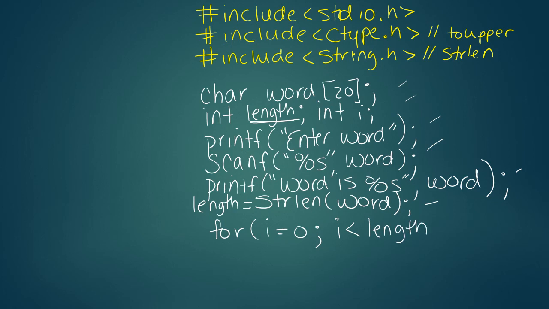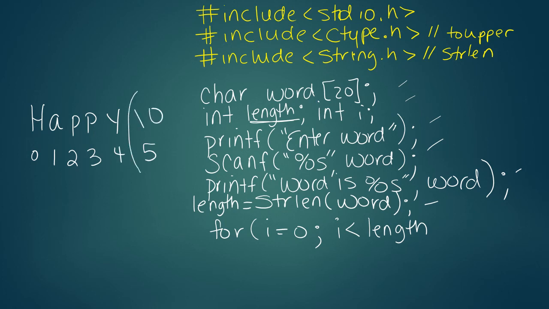So just to reiterate, if the word was happy, H-A-P-P-Y, that's 0, 1, 2, 3, 4, 5. The null character is going to be here. I don't care to change the null character to uppercase. I only care to change the letters 0, 1, 2, 3, and 4. So less than length is going to go 0, 1, 2, 3, and 4.